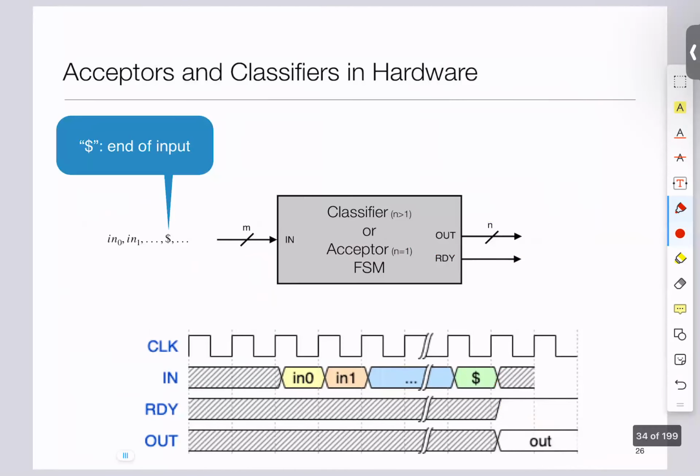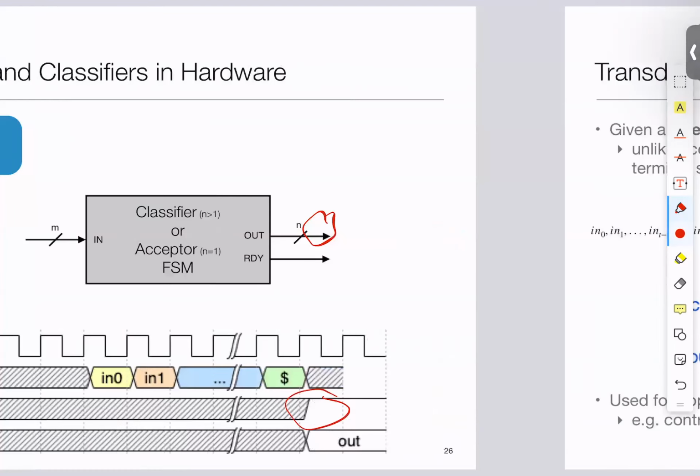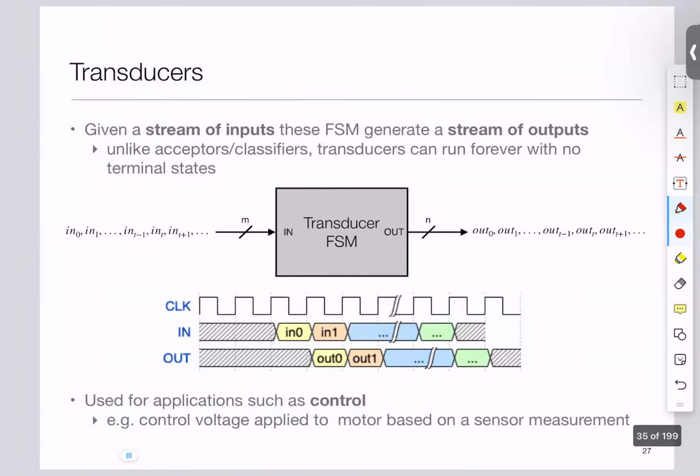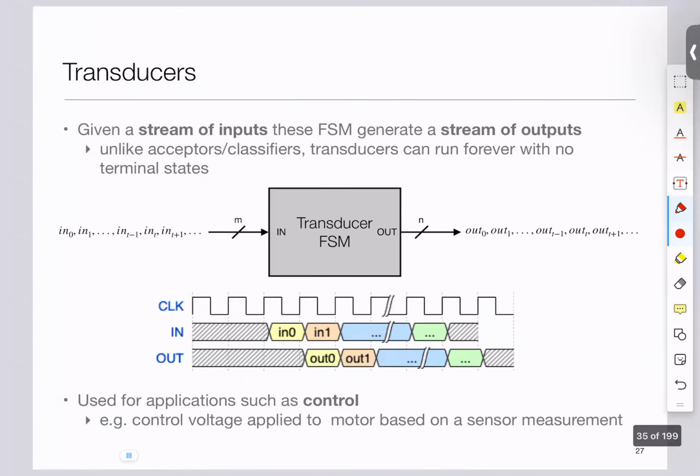Okay, so dollar at the end of the input, at that point, this will examine things and then spit out its result out here, and then also set ready to be high to indicate that we are done. Okay, so those are acceptors and classifiers. So they take arbitrary length input and produce an output at the end.